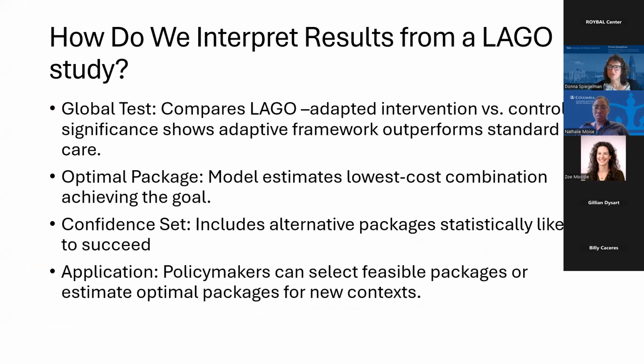And then how do we interpret results from a LAGO study? We have the global test of the null hypothesis that compares the LAGO adapted intervention versus control. Significance shows the adaptive framework outperforms standard of care. The optimal package: the model estimates the lowest cost combination achieving the goal. The confidence set includes alternative packages statistically likely to also achieve the goal. And then the application: policymakers can select feasible packages or estimate optimal packages for new contexts.